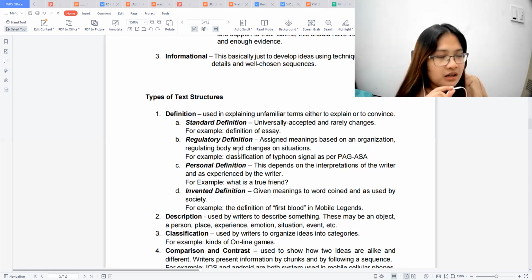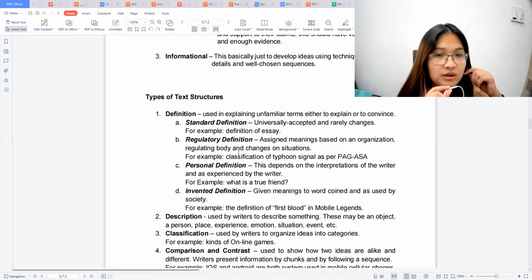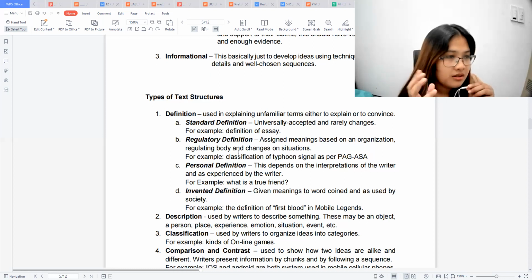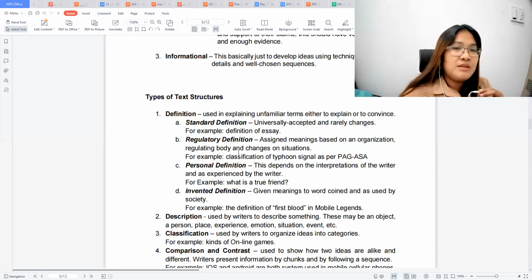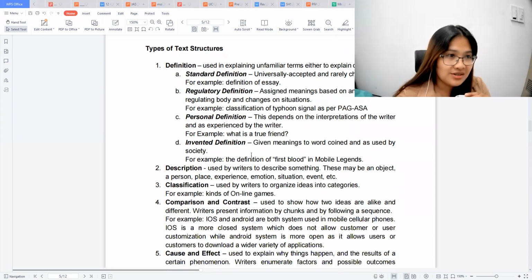So, by the way, a standard definition is denotative meaning, while personal definition is connotative meaning. If you could recall your junior high school, denotative is the meaning as is, so the dictionary, and connotative would be based on what the person thinks about the word, the experiences, and let's say the meaning. It's highly subjective when it's connotative. Okay, next. Clear ba tayo sa definition?